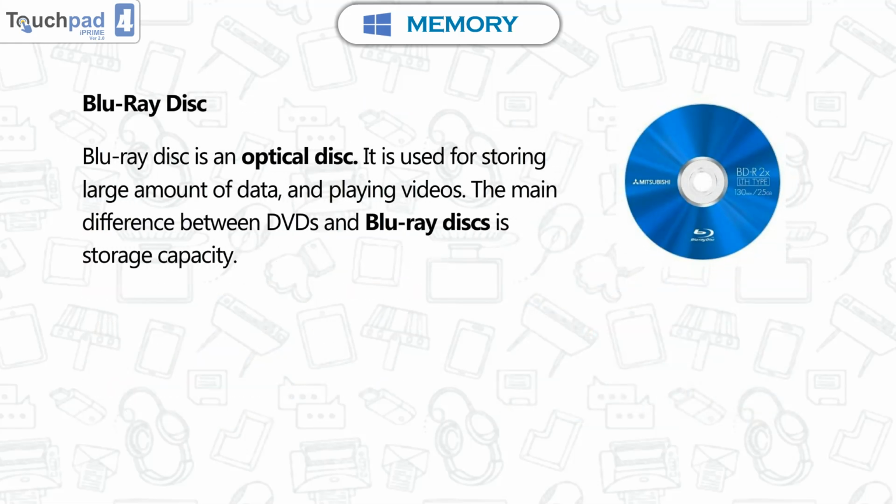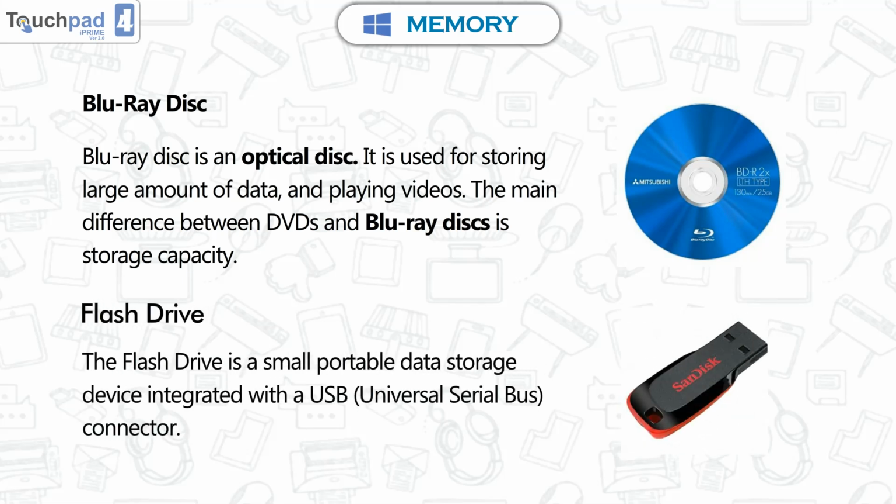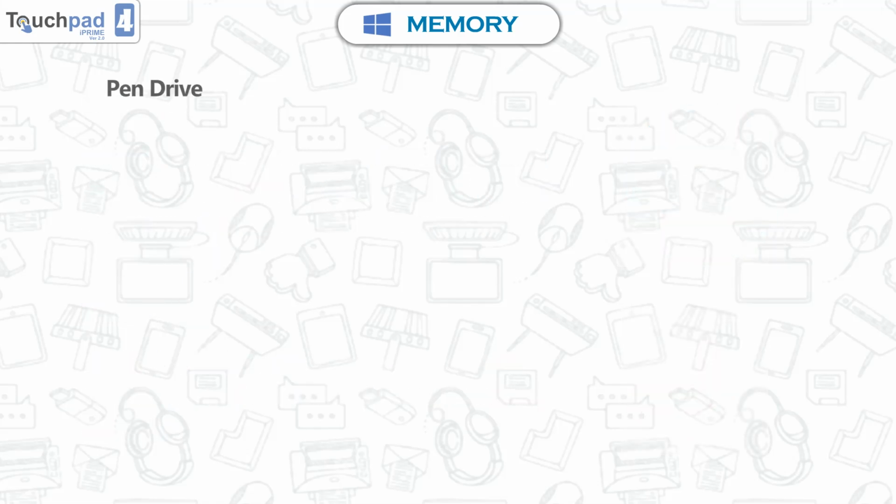Blu-ray disc. Blu-ray disc is an optical disc. It is used for storing large amount of data and playing videos. The main difference between DVDs and Blu-ray discs is storage capacity. Flash drive. The flash drive is a small portable data storage device integrated with a USB, Universal Serial Bus connector.